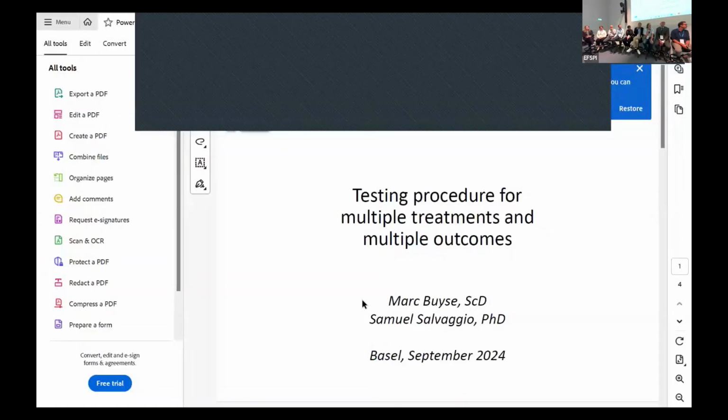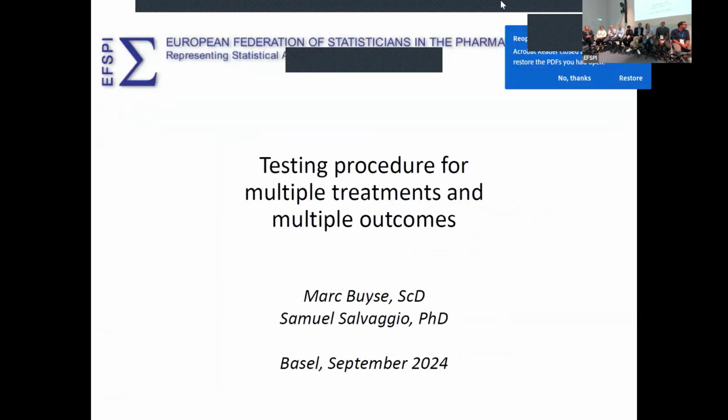I mean, I don't know how many times you've discussed as regulators, should I look at PFS first or OS first? I do consulting for drug companies, and that's the number one question. Should we use PFS or OS? And to be honest, it's a real question. It's not a statistical one. It's a clinical question. In my opinion, it's more of a clinical question.